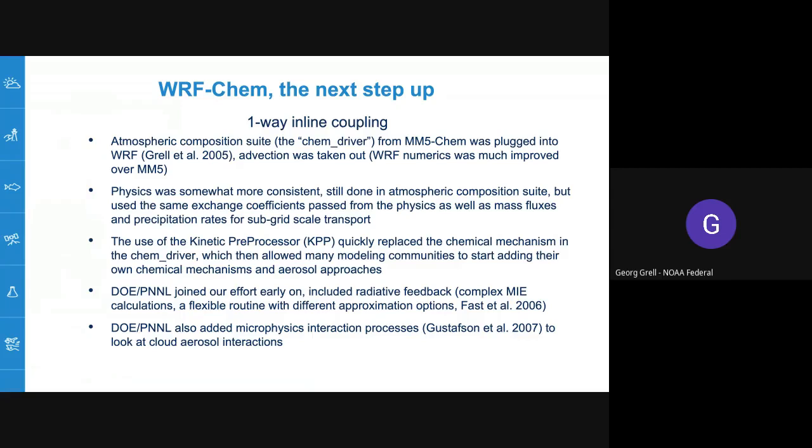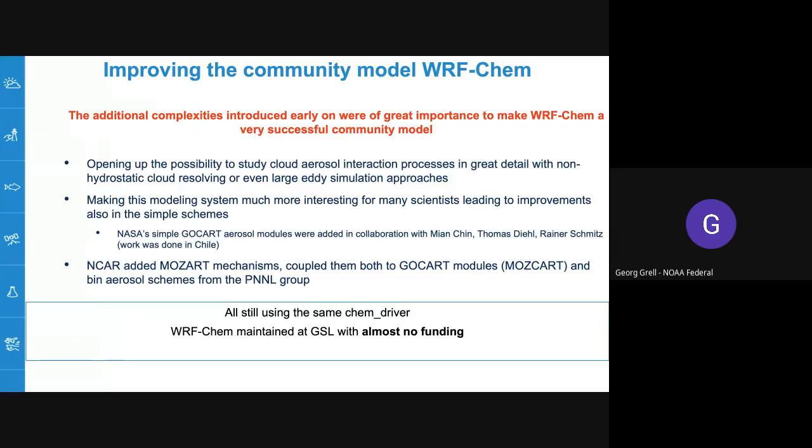Physics was somewhat more consistent also, still done mostly in the atmospheric composition suite though. Next, much needed complexity was added to make this a truly interesting modeling system for scientists to use all over the world. KPP was added to make it easy to add different chemical mechanisms, and radiation and microphysics impact was added by PNNL. NCAR also became involved early into the further development and improvements. Now, these additional complexities were of great importance to make WRF-Chem a very successful community model, because it opens up the possibility to study cloud aerosol interaction processes in great detail, and it made it much more interesting to use for many scientists, leading to improvements also in a simple scheme.